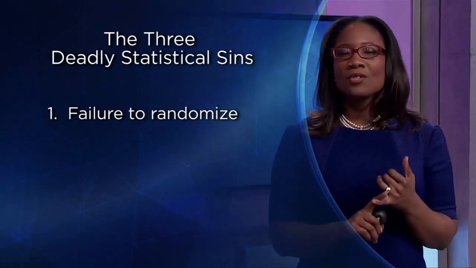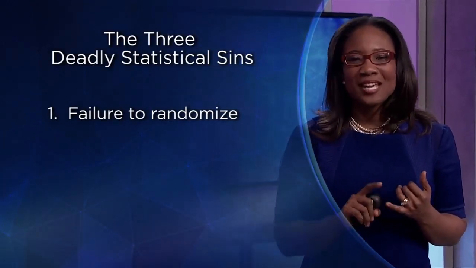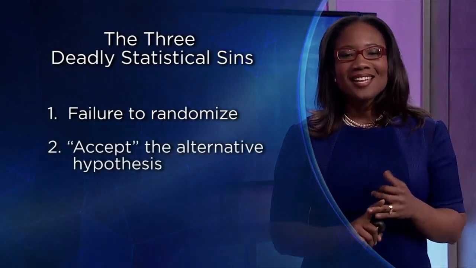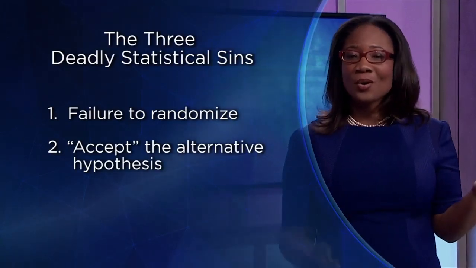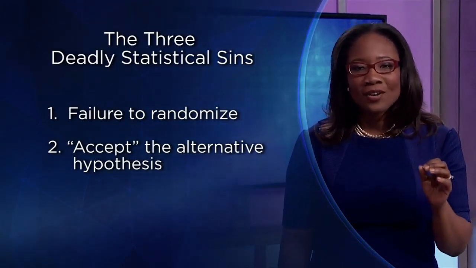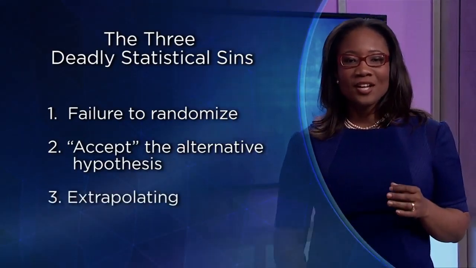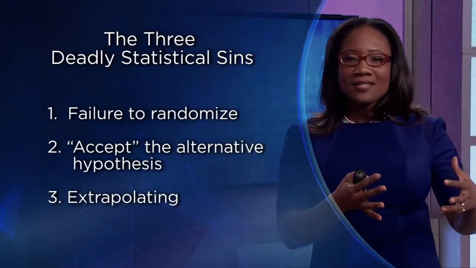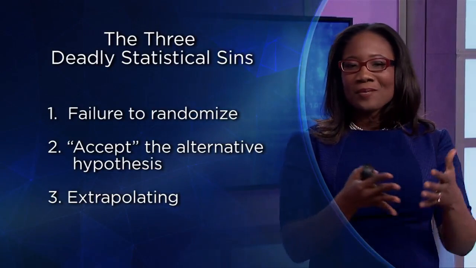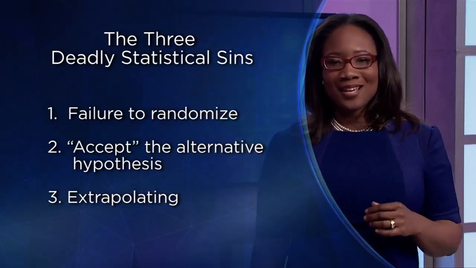In fact, have you heard of the 7 deadly sins? Well, statisticians have the 3 deadly statistical sins. First, if you don't randomize, that'll get you every time. Second, accept the alternative. Again, we either reject the null or we fail to reject the null. We never accept the alternative. Third sin is extrapolate it. Just don't do it, right? Unless you are interpolating within the range of your data, you don't want to extrapolate outside of your data.